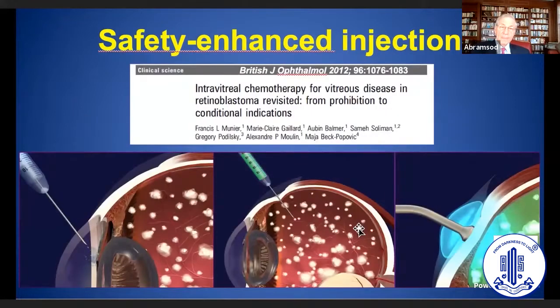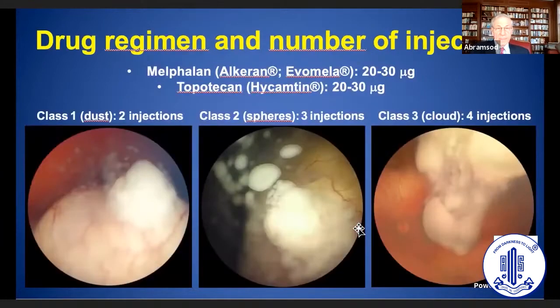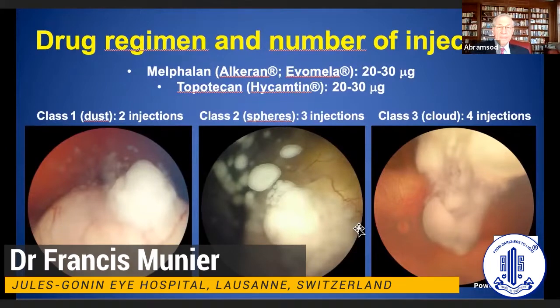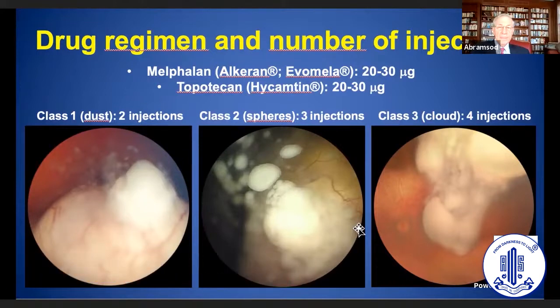Now, regarding the safety enhanced technique, this is well adopted around the world, with the paracentesis and the cryo of the entry site. In terms of regimen, you have basically two drugs. You have melphalan, which is proposed in two formulations, with propylene glycol, Alkeran, or without propylene glycol, Evomela, and the usual dose is 20 to 30 microgram. And you have also topotecan, more recently introduced, also with the same dose.